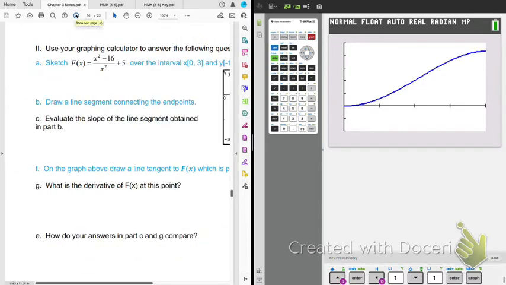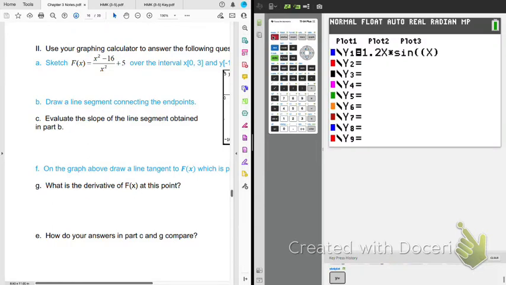We are now on page 2. And we're going to clear out what we have in our calculators, and we're going to type in our function.